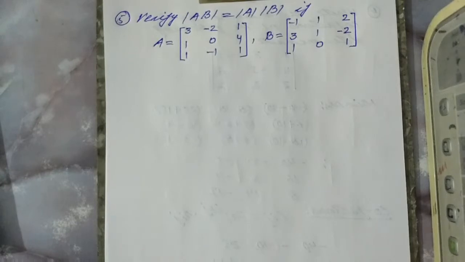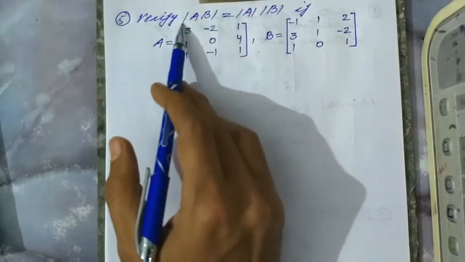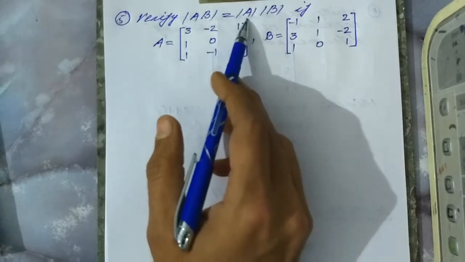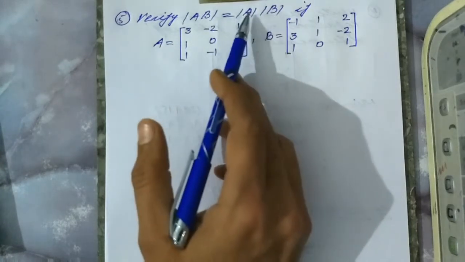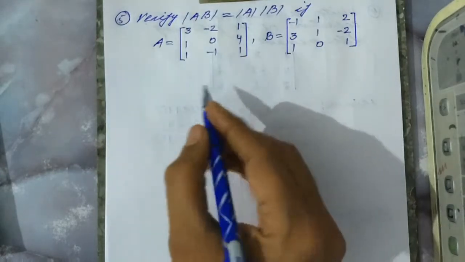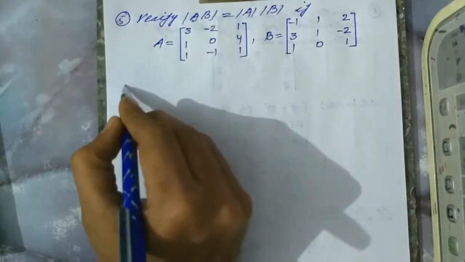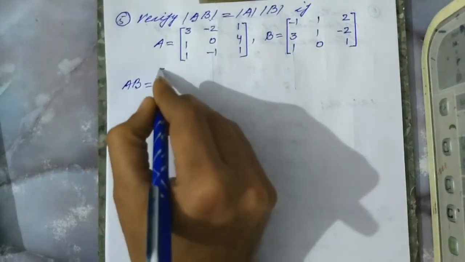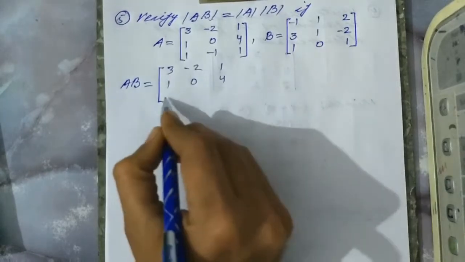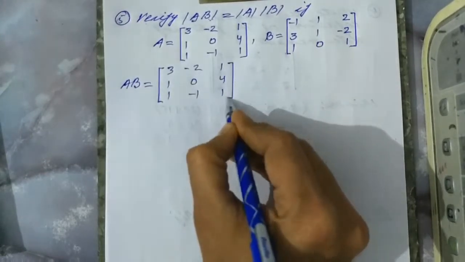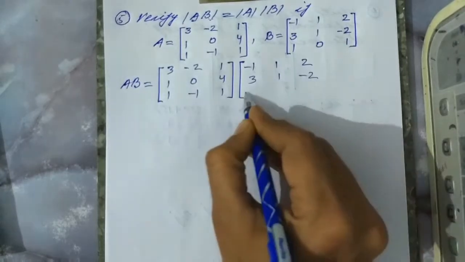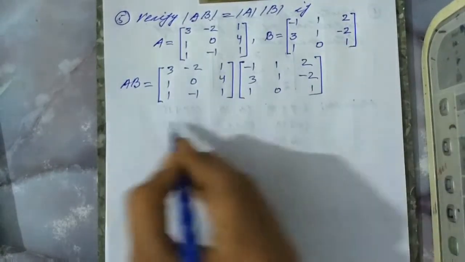The next type of sum is where we need to verify a given condition, like determinant of product of A and B matrices is equal to the product of their individual determinants, that is determinant A into determinant B, where A and B are given in the sum. So what we have to do, first we have to find out the product of A and B. So let's do it. A is equal to matrix 3 minus 2 1, 1 0 4, 1 minus 1 1, and the B matrix is minus 1 1 2, 3 1 minus 2, 1 0 1. So let's multiply them.